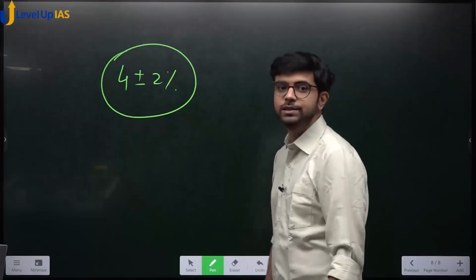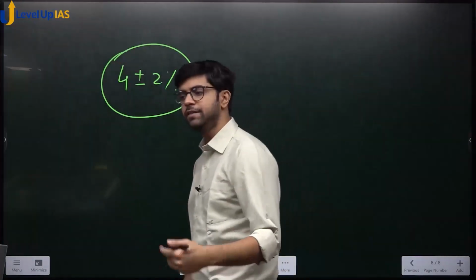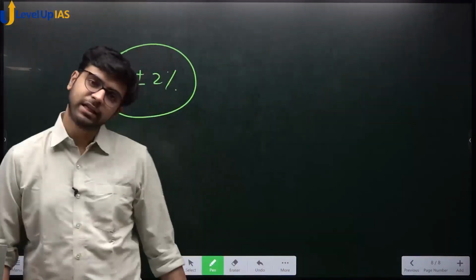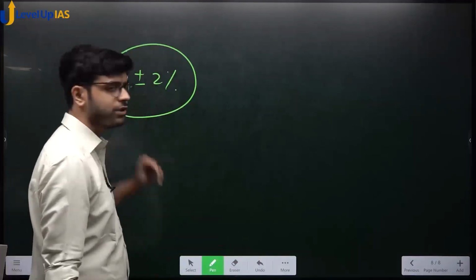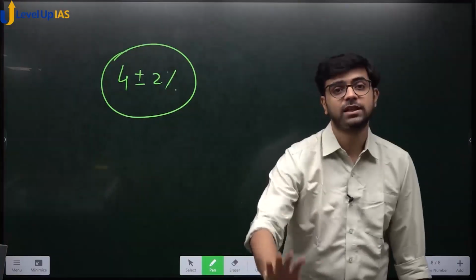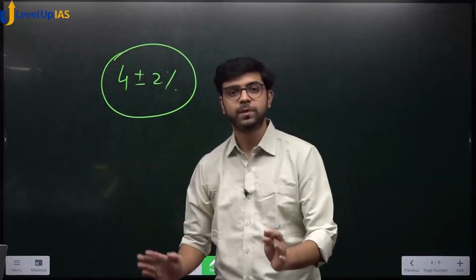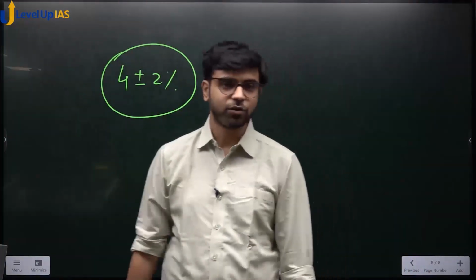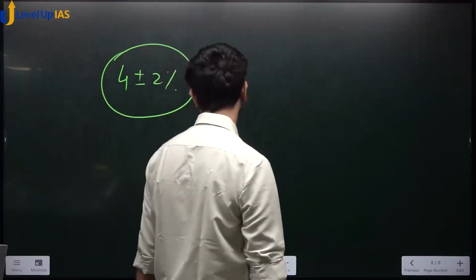This was the target. So when the Monetary Policy Committee framework agreement was signed, they also said, okay, we'll go with the recommendations of Urjit Patel. 4 plus minus 2% will be the target, which means inflation has to be kept within 2 to 6% by RBI. Yes or no? This is 4 plus minus 2%.